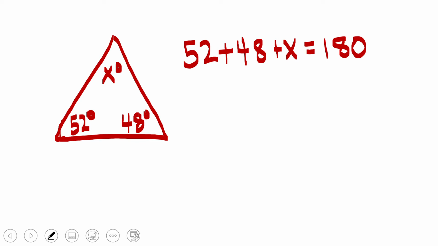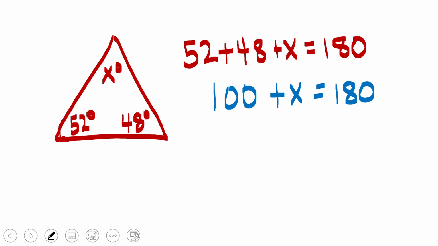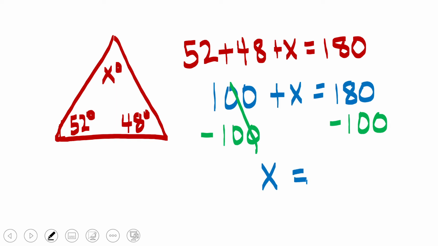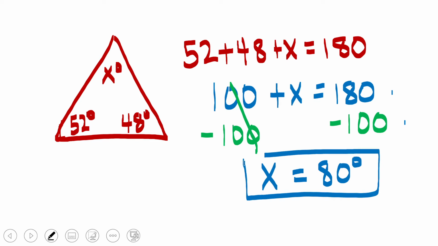52 plus 48 is 100, plus x equals 180. Subtract 100 from both sides. This goes away. And we have x is equal to 180 minus 100. The remaining angle is 80 degrees.